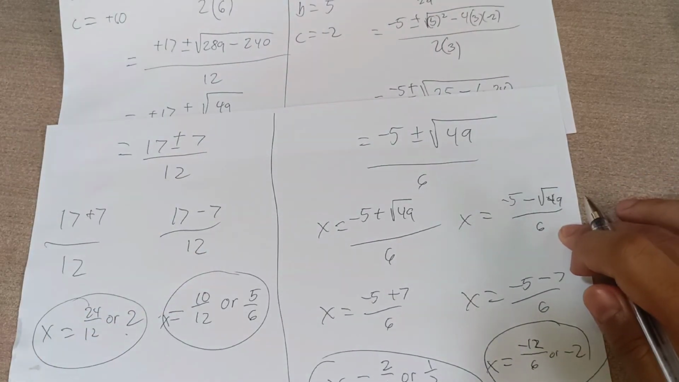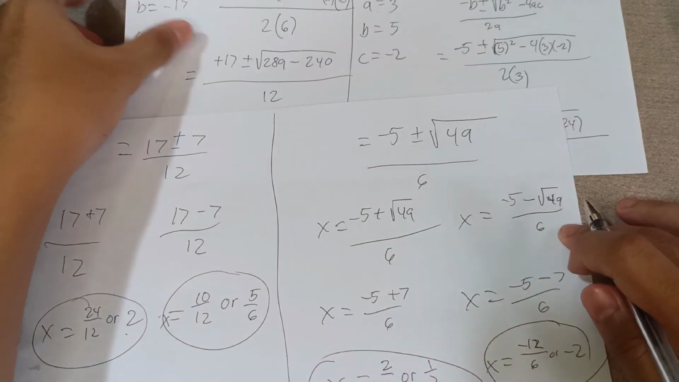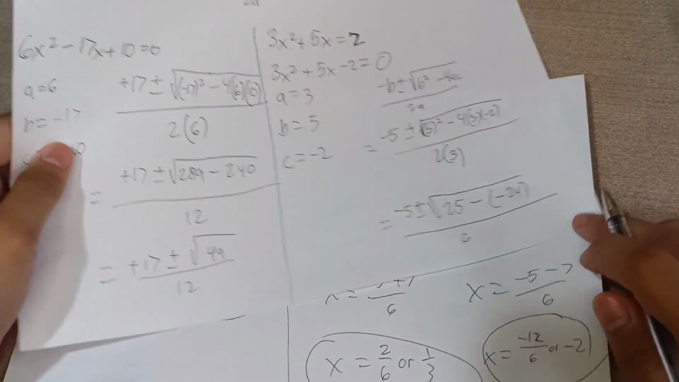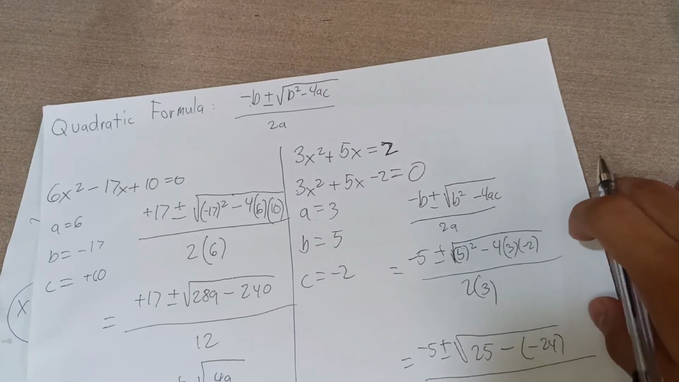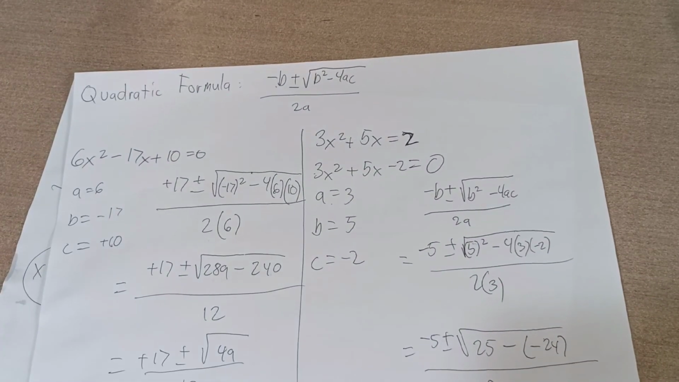And that's how we solve a quadratic equation using the quadratic formula. Negative b plus or minus the square root of b squared minus 4ac all over 2a.